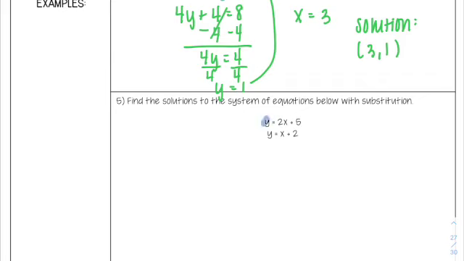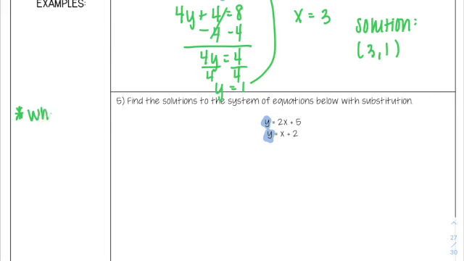Our last example. Here, if you notice, we have them both set to y equals. When you have that type of situation and they're equal to the same variable, you can just actually set them equal to each other because they're being set equal to the same thing.